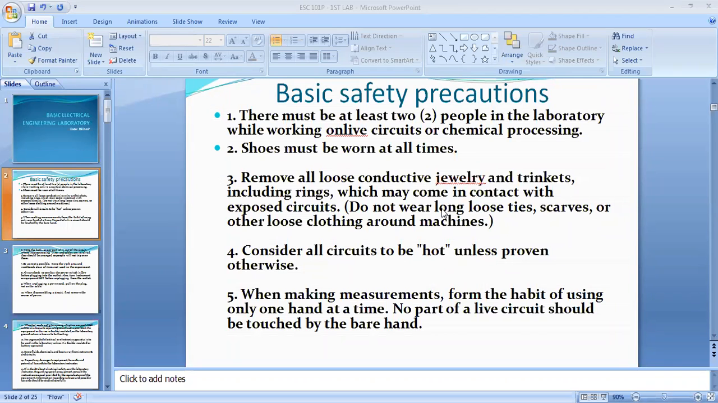So we should be very cautious, and we should maintain some precautions so that we can minimize electrical hazards, right? Now we discuss why electrical safety is needed.